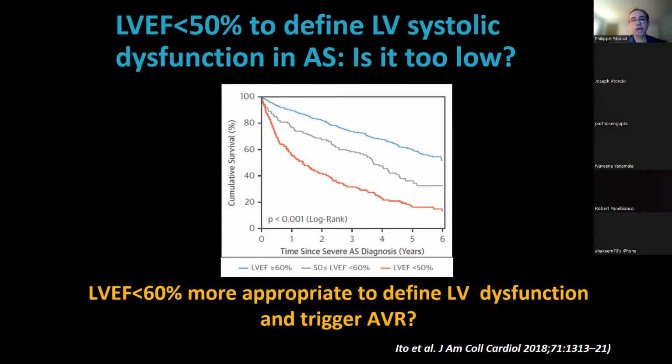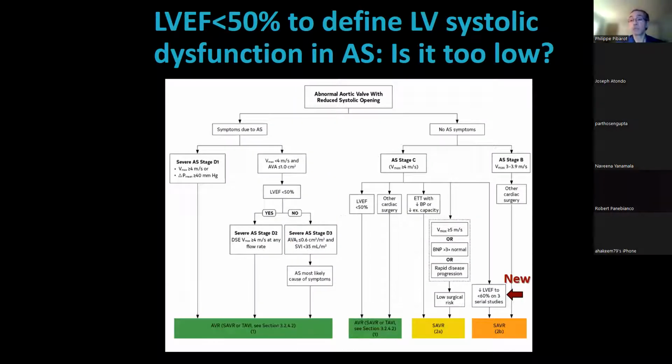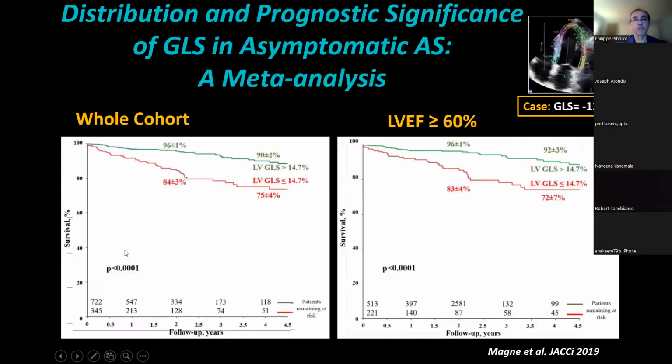And certainly in the guidelines, we should consider maybe an LVEF cutoff for intervention of 60% rather than 50%. And indeed, in the recent edition of the guidelines, you have this new recommendation: if the LVEF decreases below 60% on at least 3 serial imaging studies, echo or other imaging, you could consider an earlier intervention, but it's a class 2B, I think. Eventually the strength of the indication might be reinforced in the future with accumulation of new evidence.